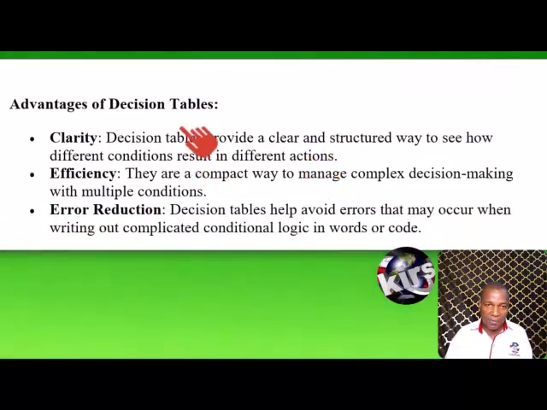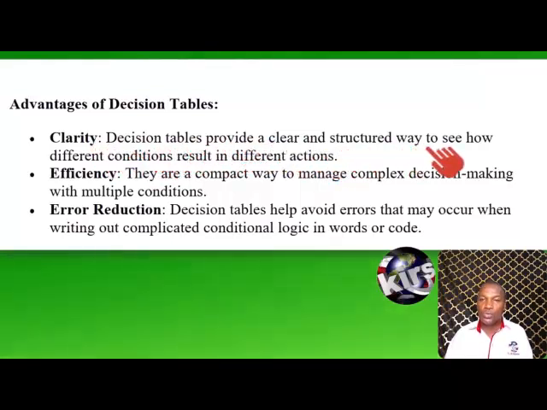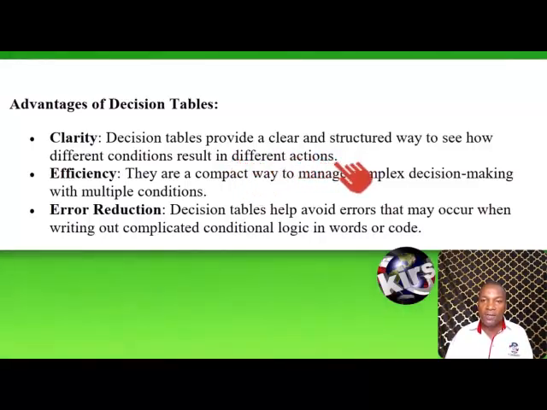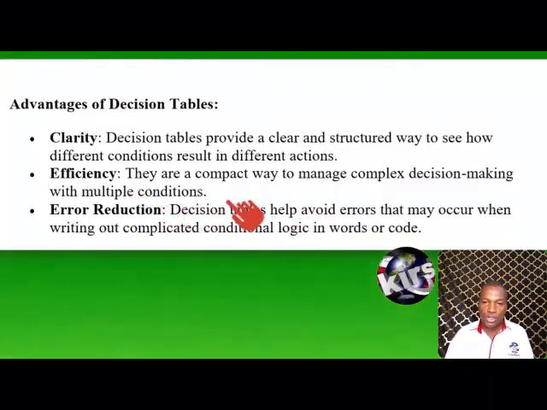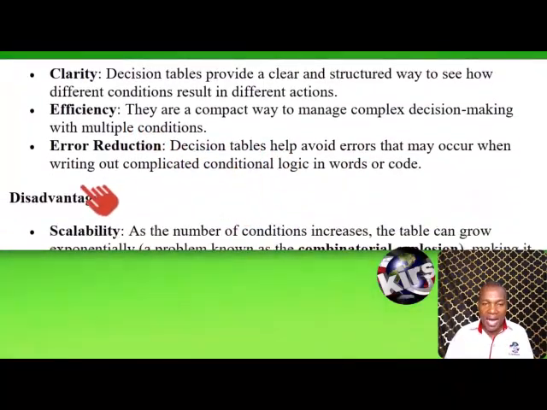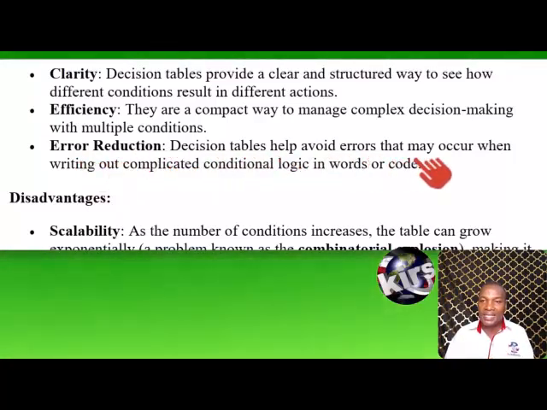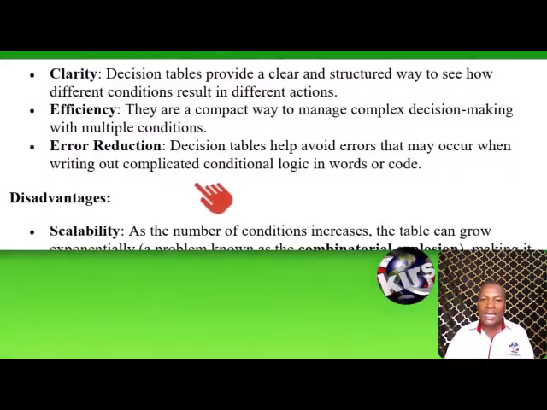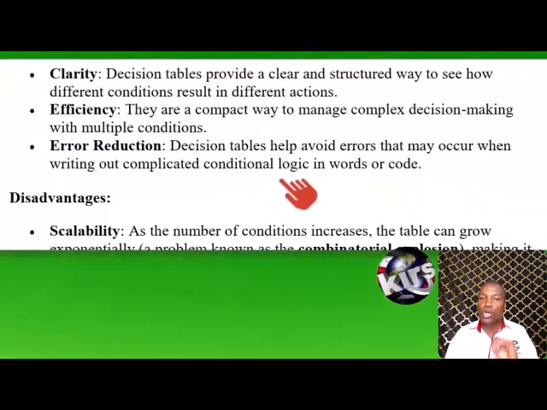What are the advantages of decision tables? One, there is clarity. Decision tables provide a clear and structured way to see how different conditions result in different actions. The other advantage is efficiency. They are a compact way to manage complex decision making with multiple conditions. Then the other advantage is error reduction. Decision tables help avoid errors that may occur when writing out complicated conditional logic in one's own code.